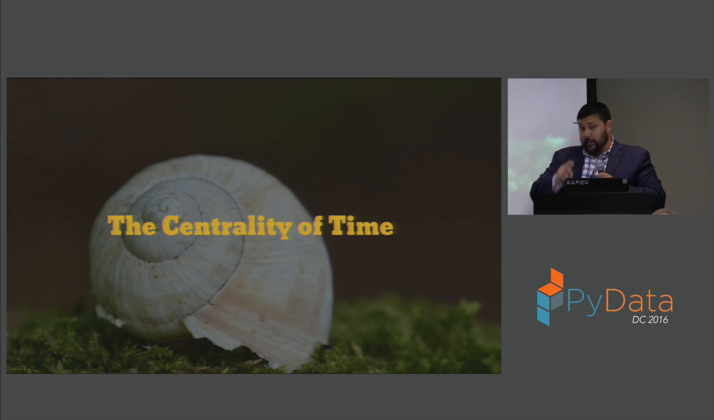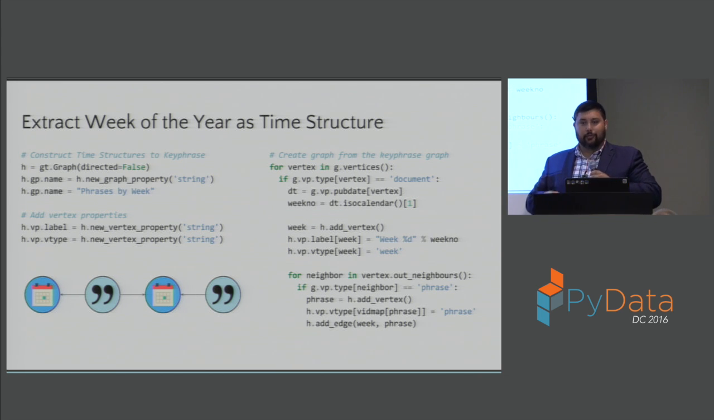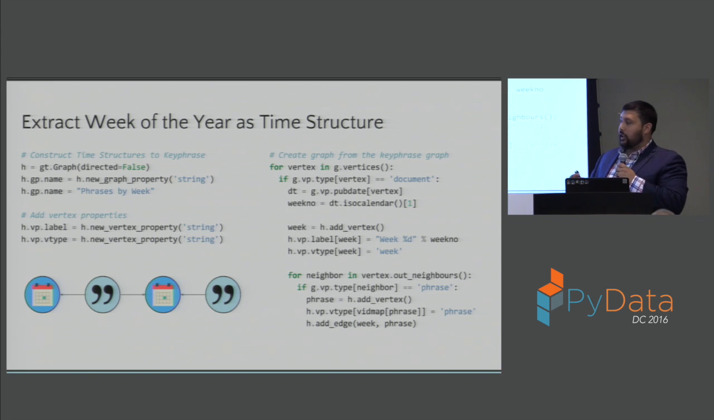So let's talk a little bit about the centrality of time. The first thing we have to do, and this gets to your question, how exactly did I do this, is I've picked week as the level of granularity for this data set. We're doing an ingestion every hour, but we're only collecting a couple hundred documents an hour. So let's look at how key phrases change on a per week basis.